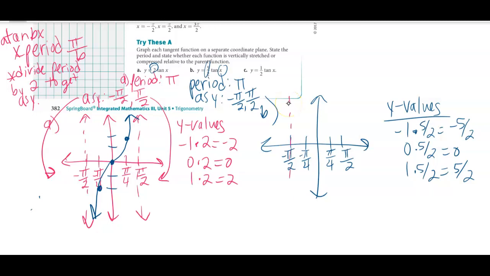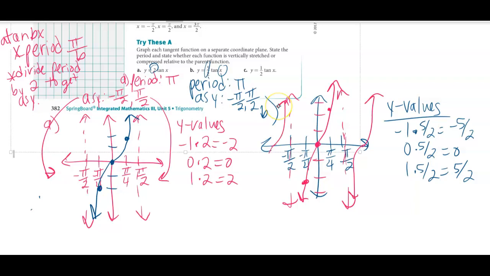So I'm going to sketch my asymptotes. And then I'm going to sketch negative 5 halves, which is negative 2 1/2. So I'm going to go down 2 1/2. And I've got 0, 0, up 2 1/2. There would be my graph. This would repeat every pi unit, so if you wanted more cycles, that's what it would continue to look like.